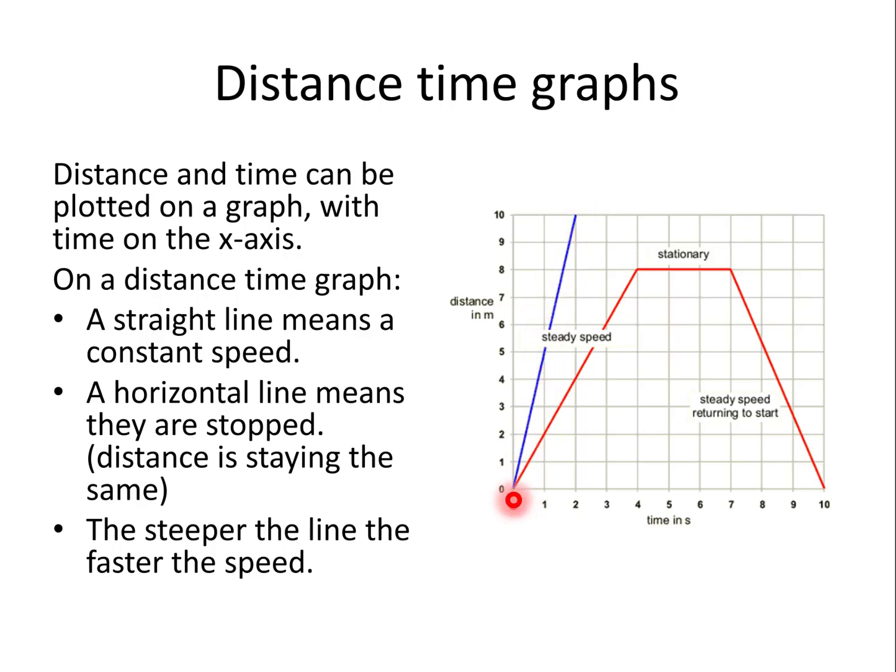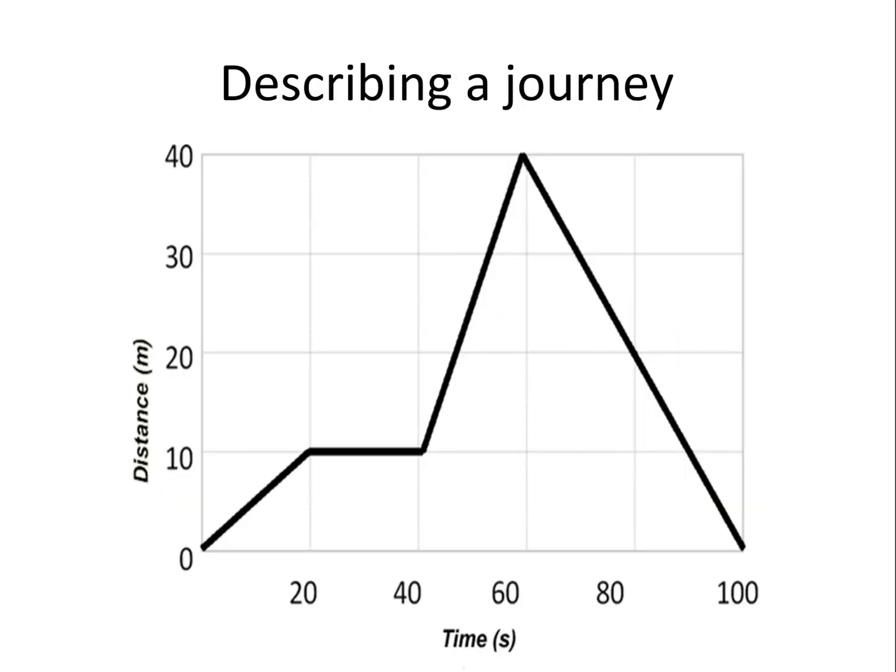So this blue line here is going much faster than this red line here, because in the same time, you've travelled further. You're doing more kilometres per hour, or in this case, more metres per second. We can use the distance time graph to describe a journey. For example, here, you will see that it's going at a constant speed for the first 20 seconds, then it's stopped, then at a constant faster speed for the next 20 seconds, and then it returns. It's going in the opposite direction, going back to the start. We're finishing at the same place as we started from.